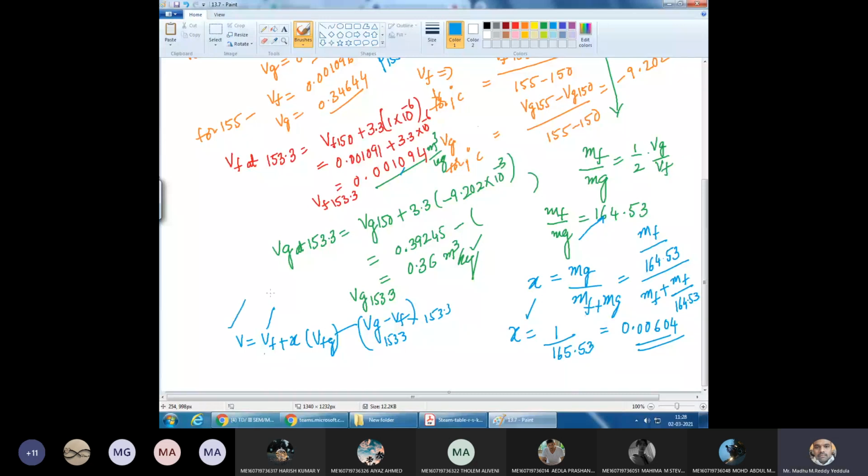And finally he is asking for enthalpy. Enthalpy also can be calculated. H is equal to Hf plus X into Hfg. Hfg can be written as Hg minus Hf, or you can take it directly from the steam table. Again these values correspond to temperature 153.3. The main problem is we don't have a direct value for 153.3. We have values for 150 and 155, and by using interpolation we can find it for 153.3. Clear this one?